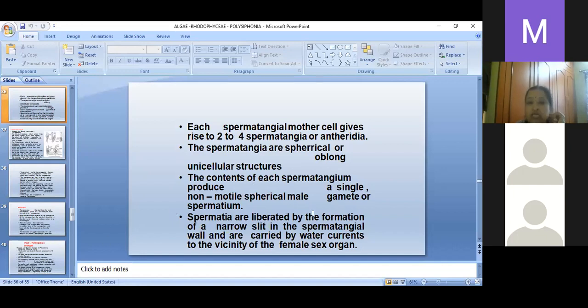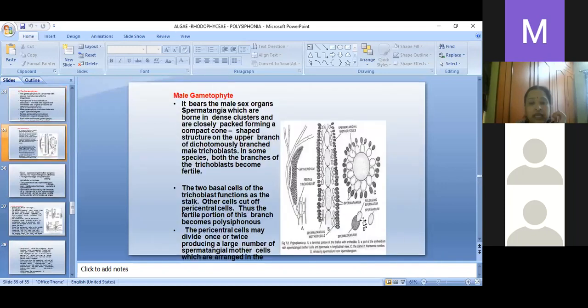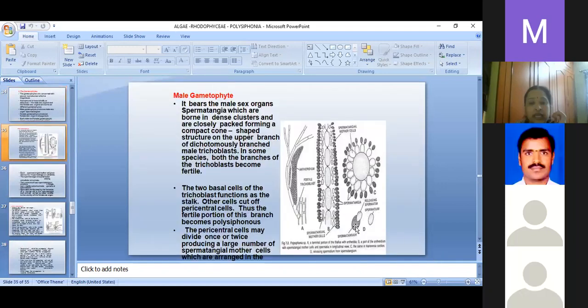These spermatia are liberated by formation of a narrow slit in the spermatial wall, and are carried by the water to the vicinity of the female sex organ. See this one, how the spermatium is produced.